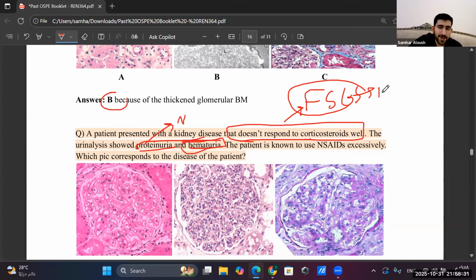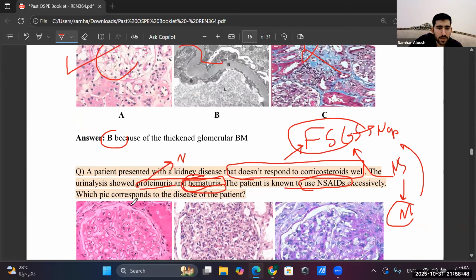And this one is nephrotic. So the question is dumb, honestly. And the patient is a non-user of NSAIDs. NSAID use is correlated with focal segmental and membranous nephropathy, which are nephrotic. So it doesn't match the hematuria here. What is the diagnosis? So let's look at the picture.